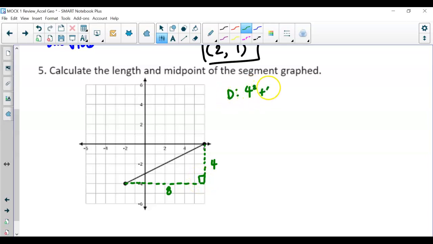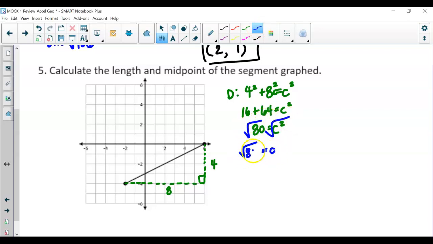So 4 squared plus 8 squared is equal to c squared, like our ABC. Then here you've got 16 plus 64, which gives you 80. But again, always last step here, because notice we have c squared, take the square root. So c is approximately the value of radical 80.